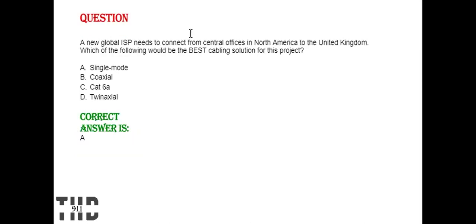A new global ISP needs to connect from central offices in North America to the United Kingdom. Which of the following would be the best cabling solution for this project? Option A, single mode. Option B, coaxial. Option C, CAT6A. Option D, twin axial. The correct answer is option A.